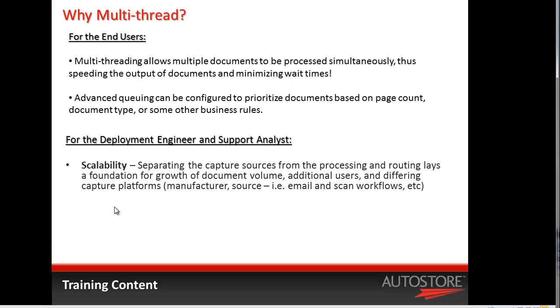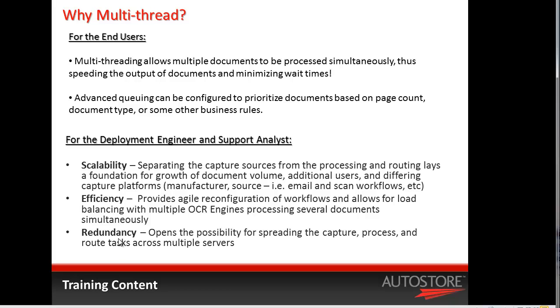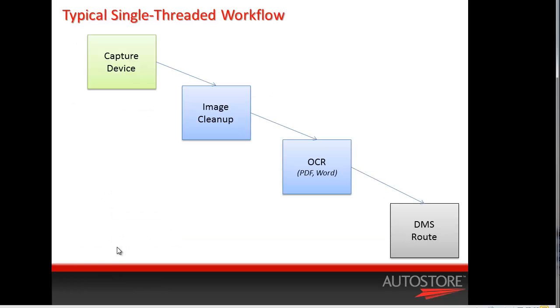Multi-threading is really great from a scalability perspective. What's great about AutoStore is you can start out with one device and scale to thousands of devices. Using knowledge package files is also really great from an efficiency perspective, from testing and unit testing, as well as redundancy. As I showed you before, when you first build a workflow in AutoStore, you get trained on using a capture device, then your process components, and then your route destination.